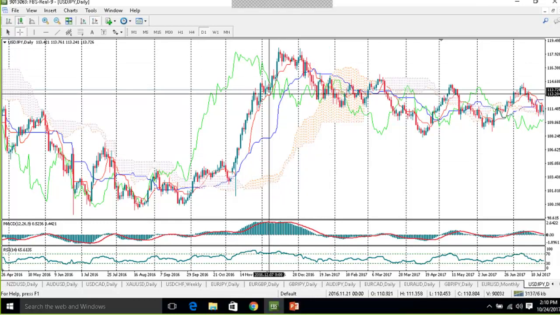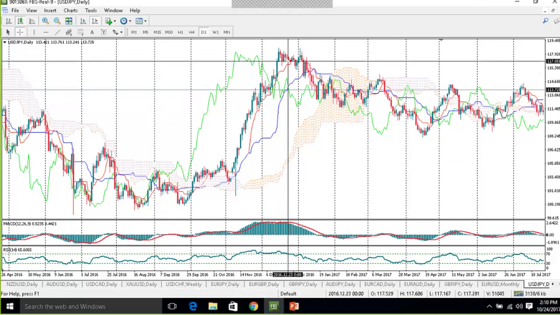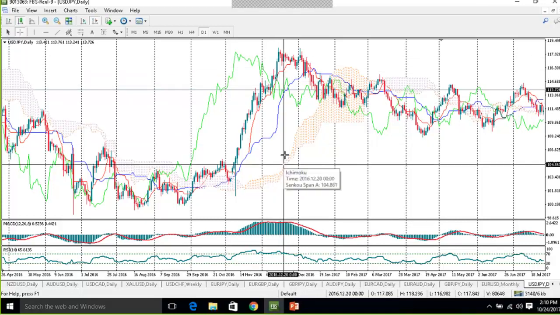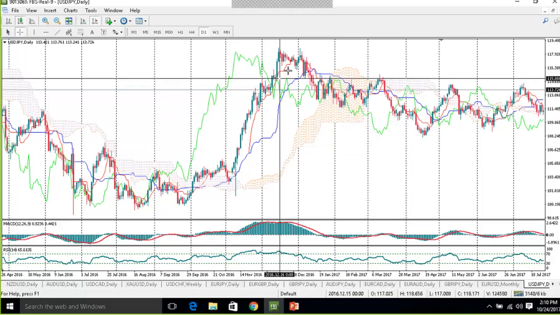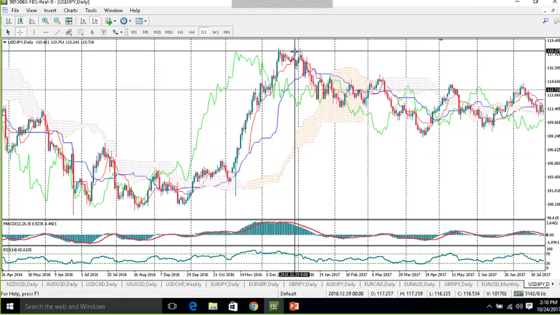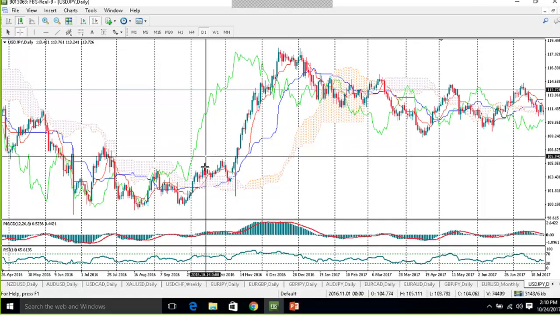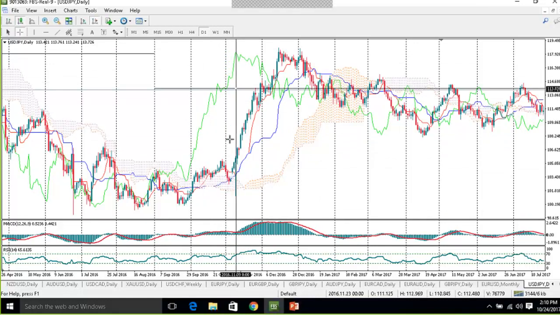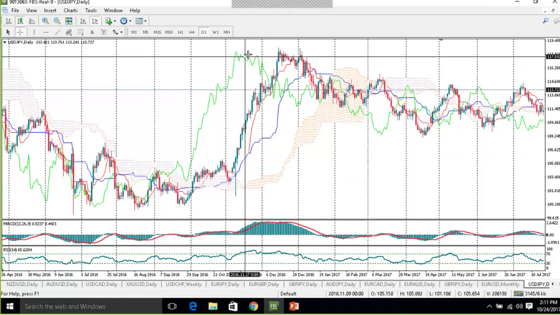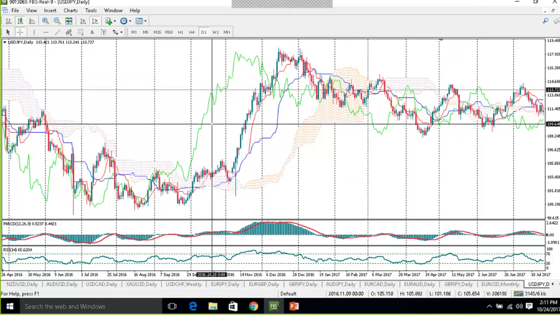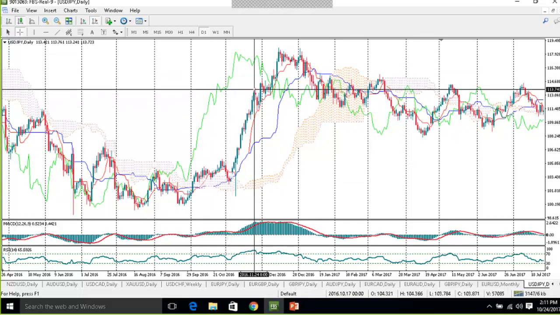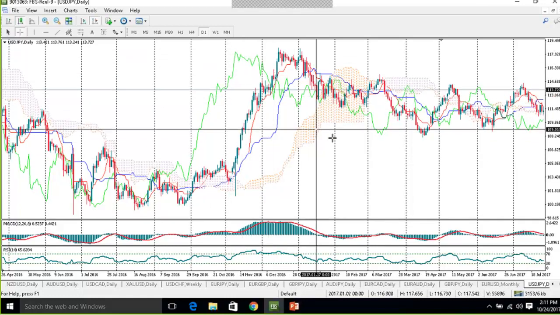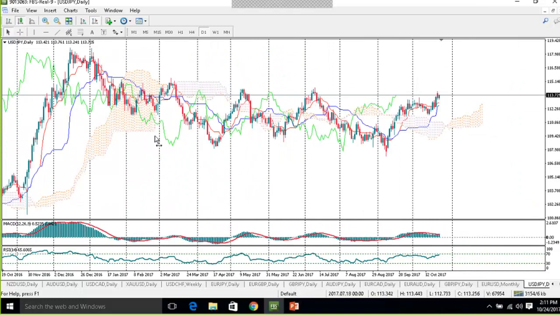So please pay attention to this situation. It is clear that at places like here, when we are very far from the cloud, it is more risky to open a long position. Same thing if we monitor the space between the green line and the price chart. If this space, the distance, gets very big, then it is a sign that the movement in the opposite direction will come soon.